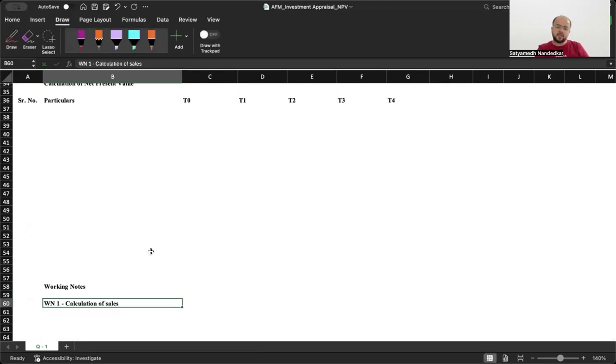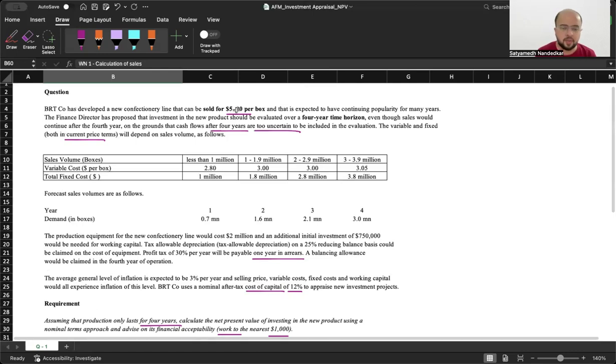Now, if you observe, the sales are given $5 per box. And what does it say? The variable cost and fixed cost, both in current price terms, is given. BRT has developed a new confectionery line that can be sold for $5 per box. And if you observe this line, in the first line they have given the selling price per box.